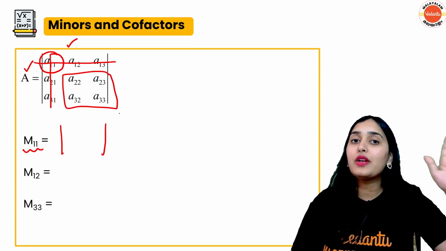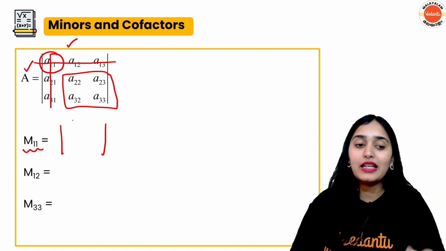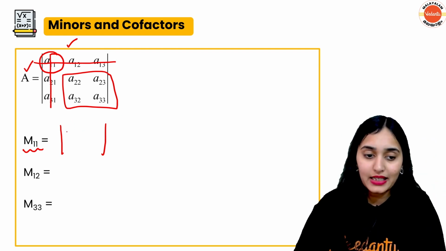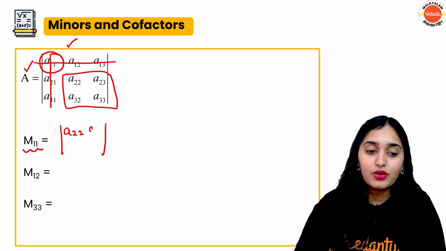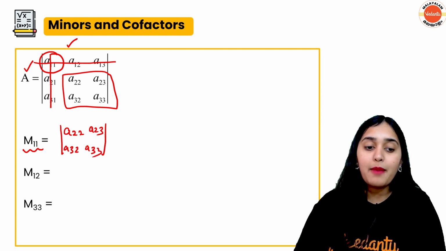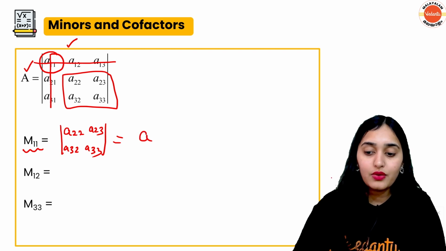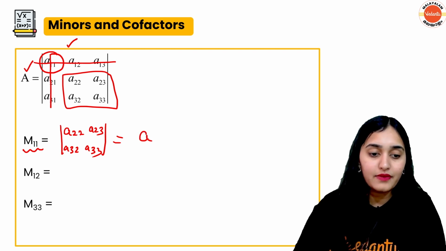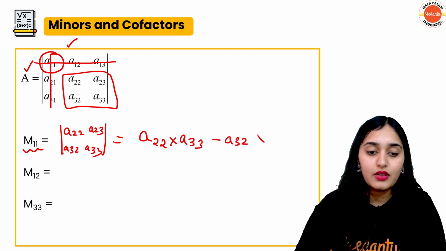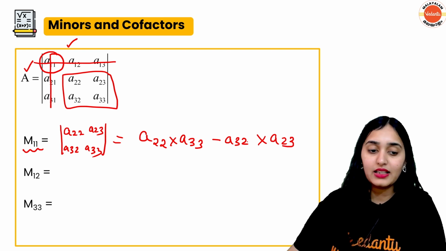Just like we are doing in determinants, like that only. But here we are not multiplying anything. So it will be simply A22, A23, A32, A33. So M11 will be A22 into A33 minus A32 into A23, like this.